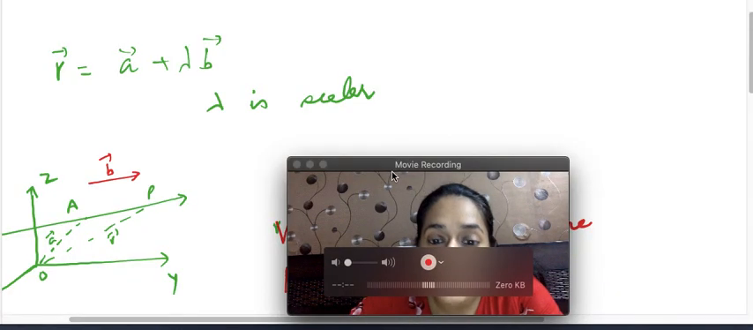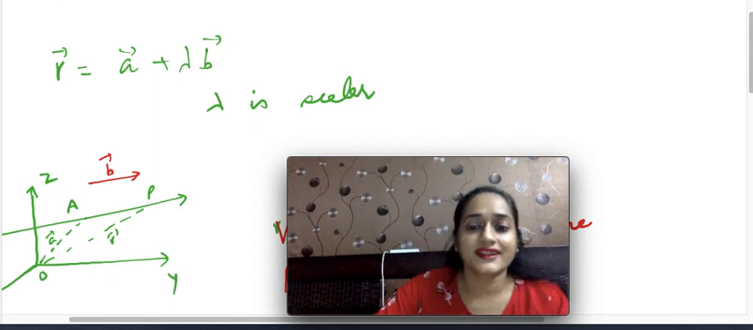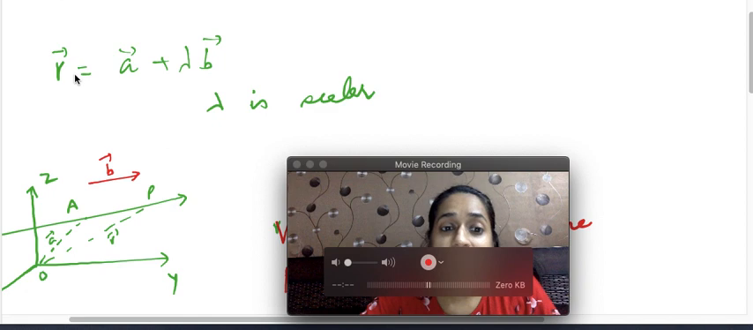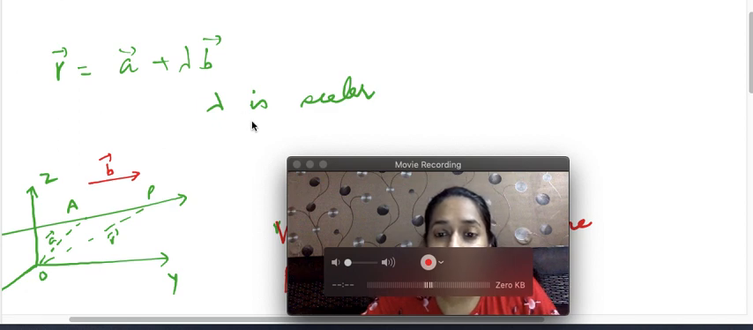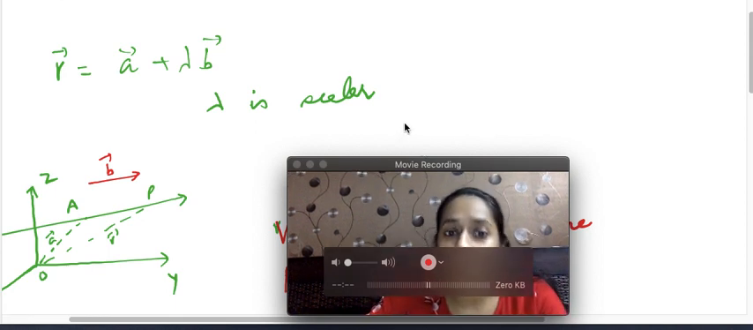Before we start with our question, let us discuss a few basic things and see whether you know it or not. r is equal to a plus lambda b, where lambda is a scalar. What does this equation represent? It is a vector equation. Now what does it represent? You can write your answer in the comment box. This reminds you of the vector equation of a straight line in space.